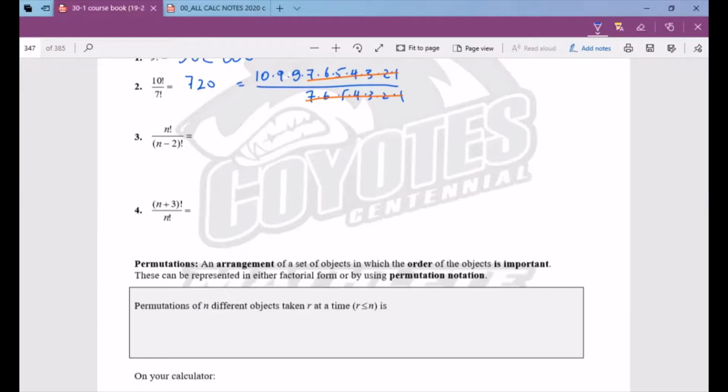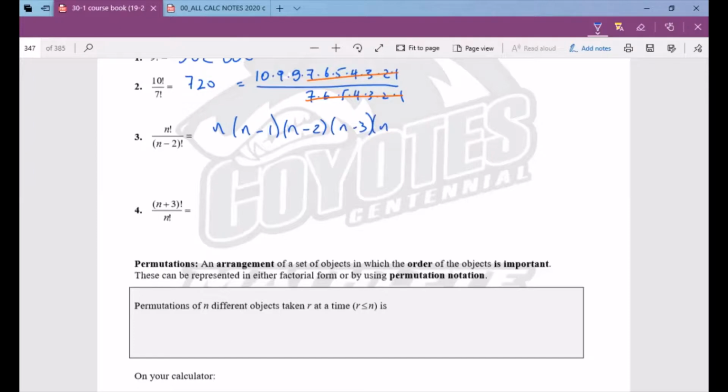So in question 3, an algebraic question like this, we start to expand the larger of these two numbers. So n factorial divided by n minus 2 factorial, which is larger? N is larger. And so we start to expand this. We start to write out its definition. Now, how far do I need to go?